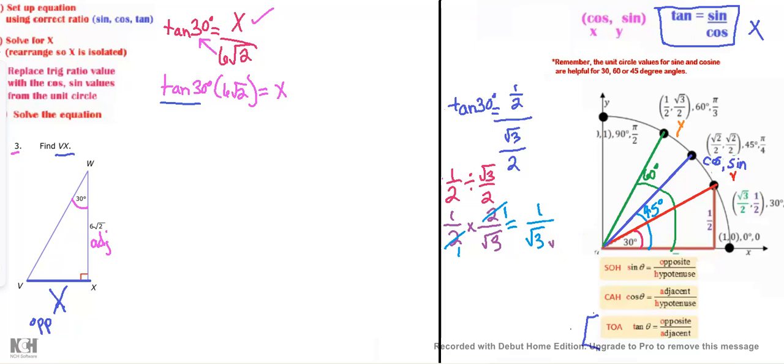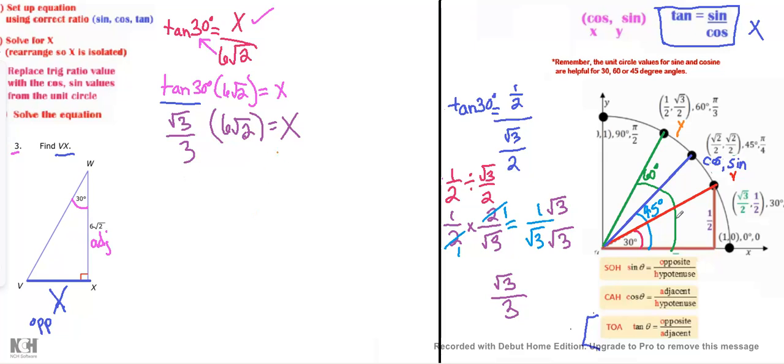Now, this is a problem because we cannot have a radical in the denominator. So if we multiply it by itself, that's called rationalizing the denominator. What you do to the denominator, you must do to the numerator. What that does on the top, it gives us square root of 3. This becomes 3. So that is what we will replace tangent of 30 degrees with. So that's square root of 3 over 3 times 6 square root of 2.